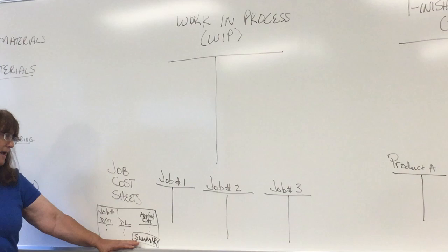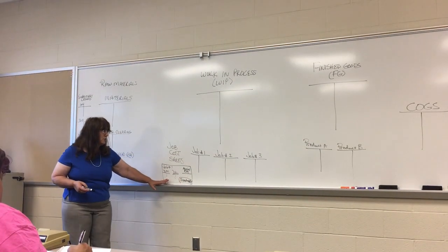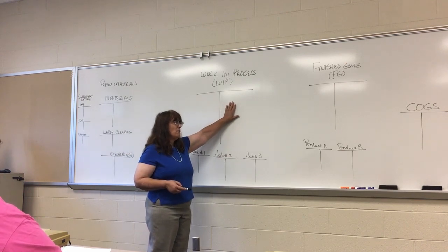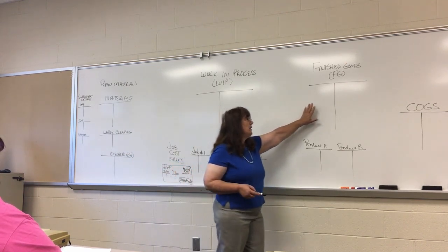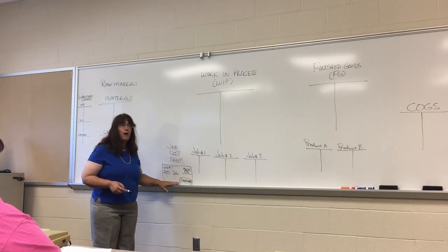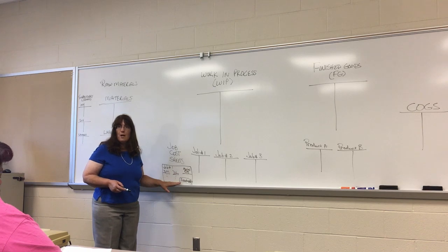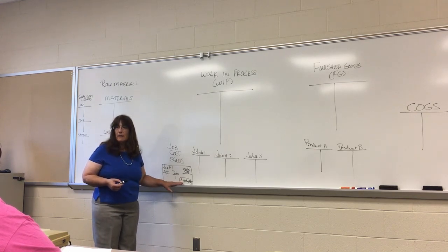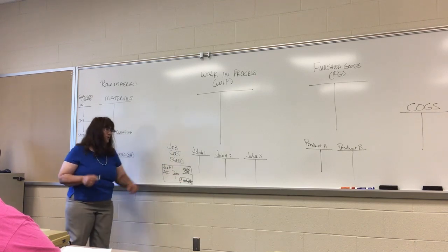Okay? Then that summary can be used for taking the cost out of work in process and putting it into finished goods. But we're going to get that number from this job cost sheet, from calculating up the total. If it's not a complete job yet, we do not fill out the summary part yet. The summary part is not filled out until the job is done.